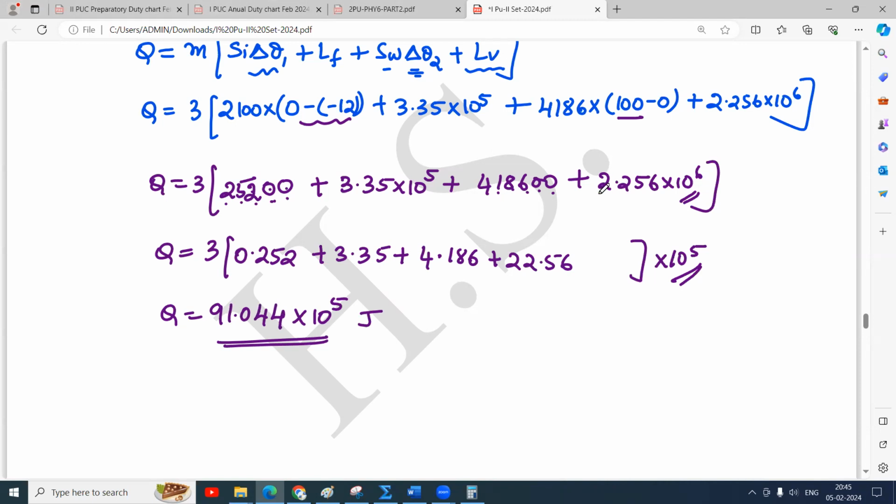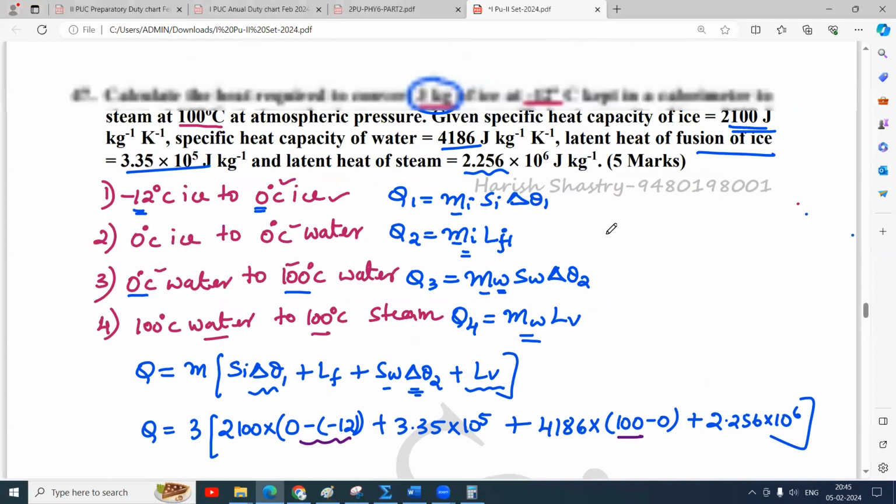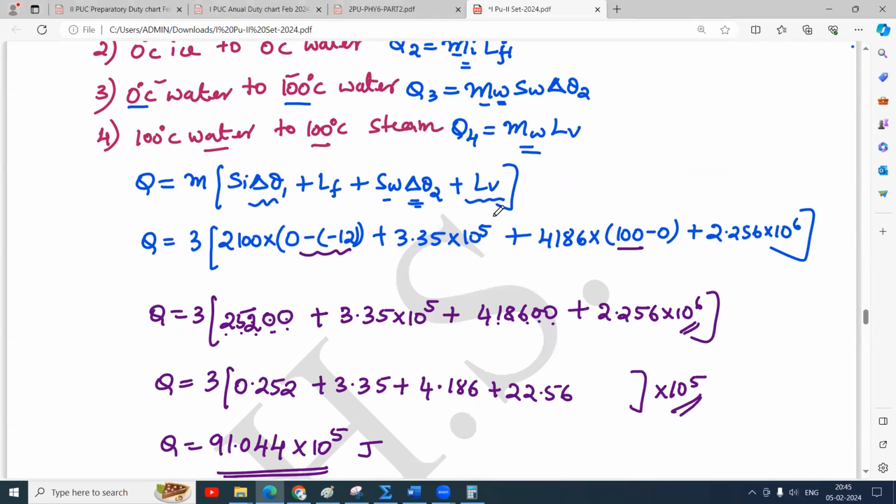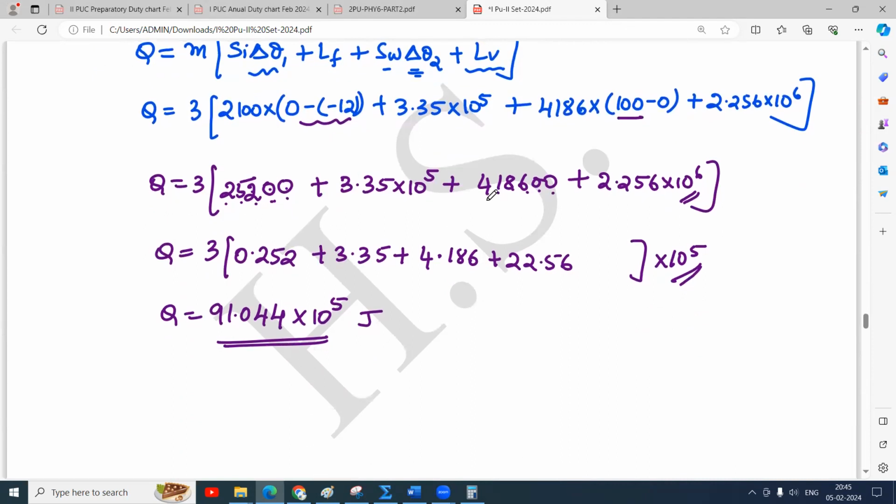So first of all, you have to make a list of the things that you have to do. If you want to convert 3 kg of ice at minus 12 degrees Celsius to 100 degrees Celsius water, what are all the processes you will come across in between? Write each process one by one, stepwise, then find out the total energy required to convert completely from minus 12 degree ice to 100 degrees Celsius steam. This is the final answer.